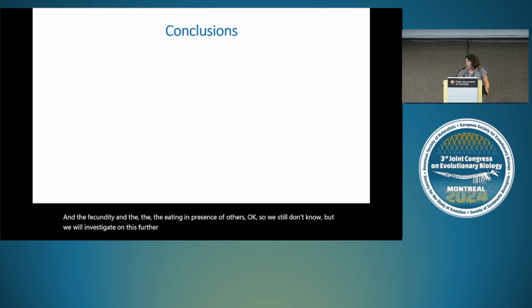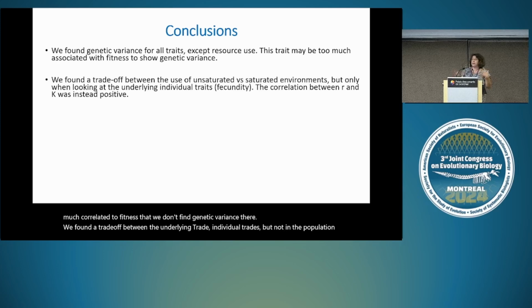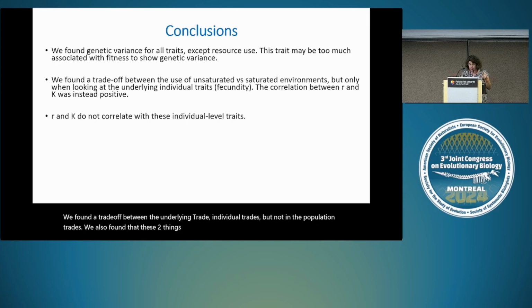So in conclusion, we found genetic variation for almost all traits, except for resource use. Probably resource use is so basal and so correlated to fitness that we don't find genetic variance there. We found a trade-off between the underlying individual traits, but not in the population traits. We also found that these two things are not correlated with each other.